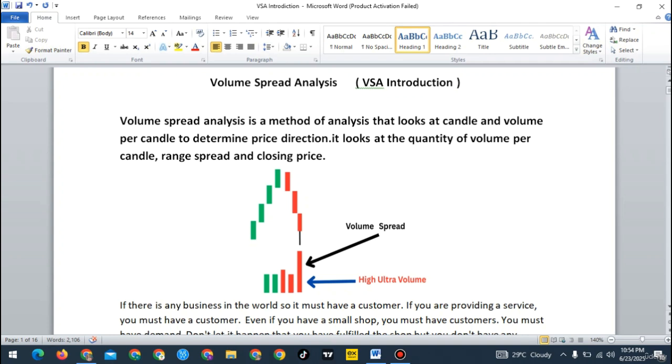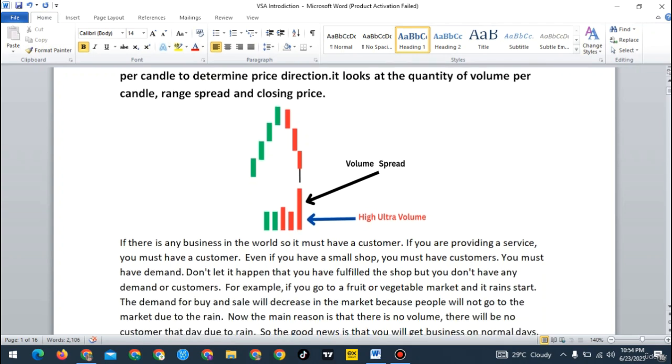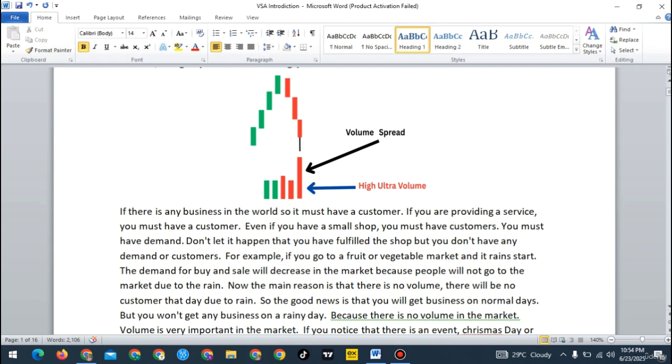Okay, so what is the definition of volume spread analysis? Volume spread analysis is a method of analysis that looks at candle and volume per candle to determine price direction. It looks at the quantity of volume per candle, range, spread and closing price. So here is the picture. This is the picture of volume spread. This is volume.